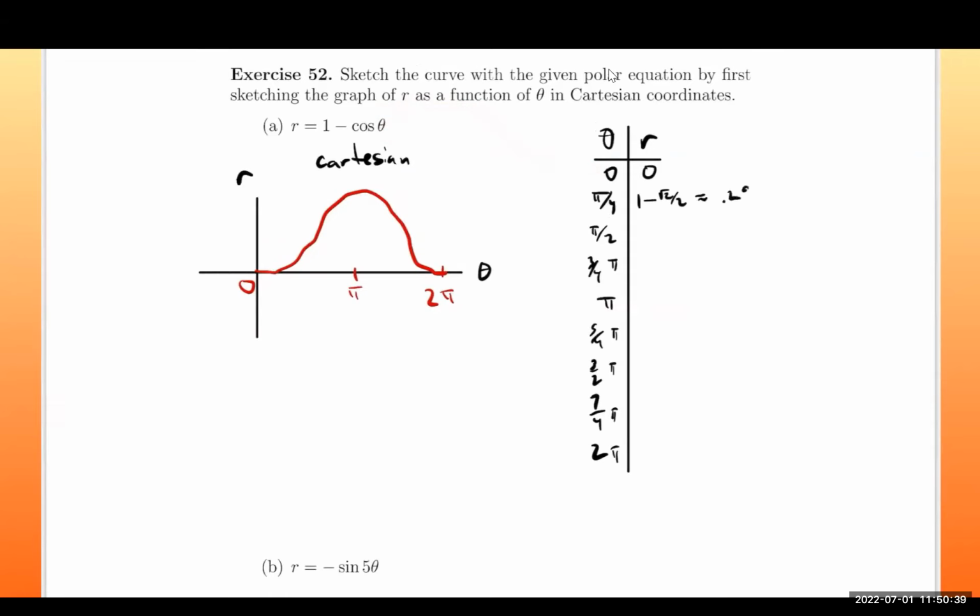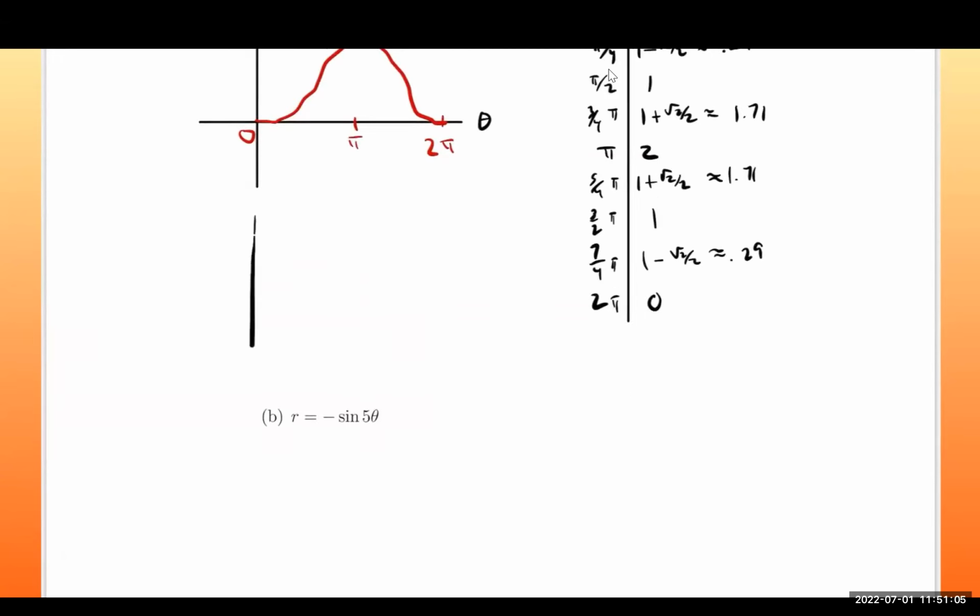I'm going to get 0, then 1 minus radical 2 over 2, which is approximately, on my calculator, 0.29. This is going to give me 1. This is going to be 1 plus radical 2 over 2, which is approximately 1.71. This is going to be 2. Then 1 plus radical 2 over 2, approximately 1.71. This is 1. Then 1 minus radical 2 over 2, approximately 0.29. And this is 0. All right, so now let's draw the graph using polar coordinates.